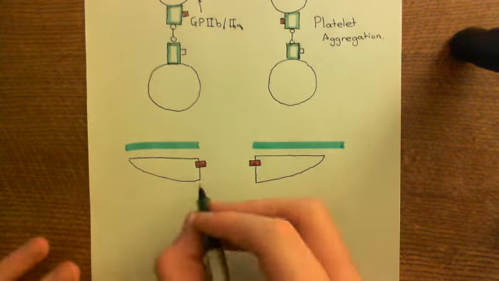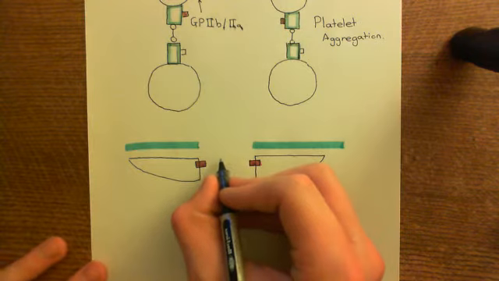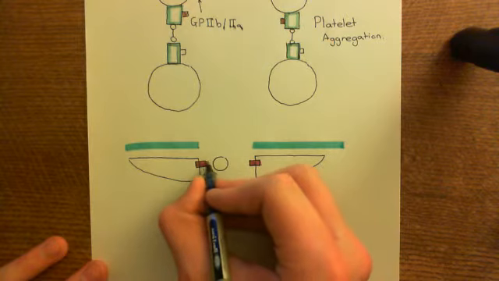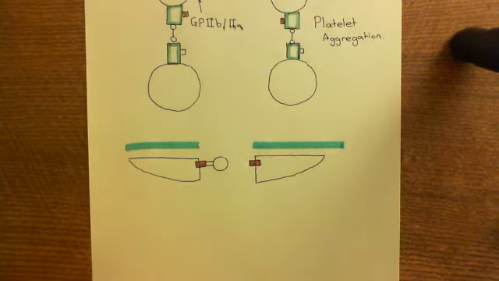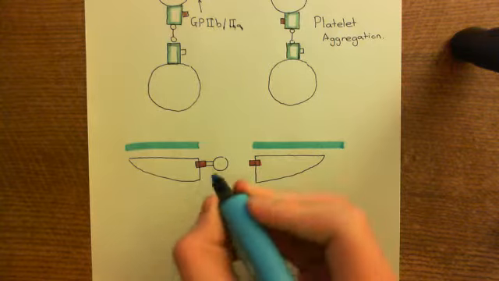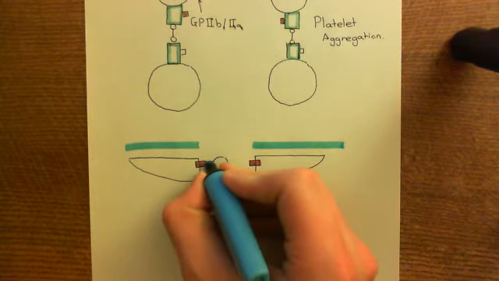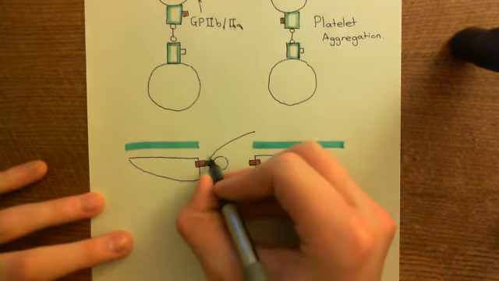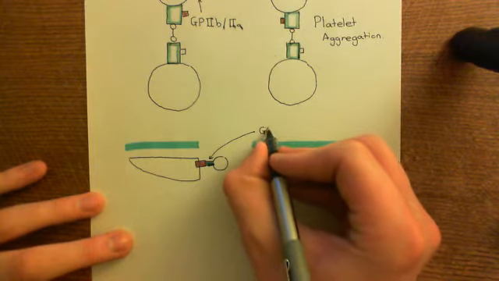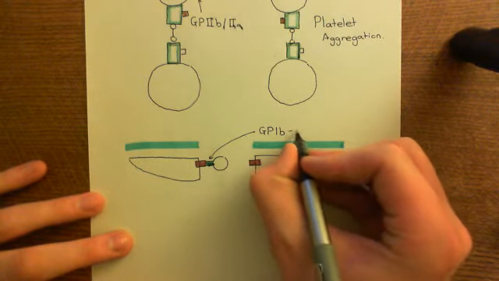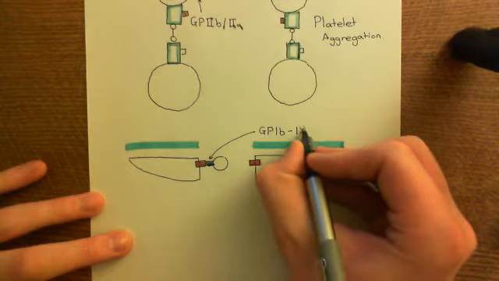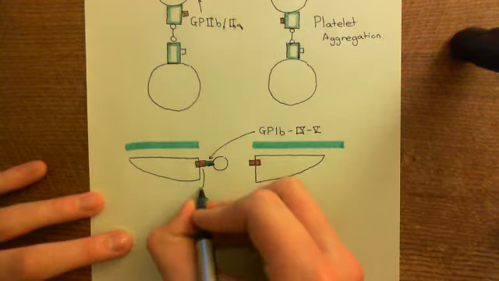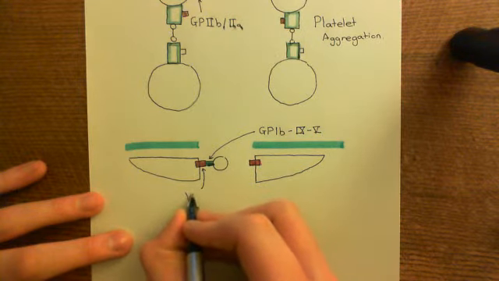So here's our von Willebrand factor, and I don't know why I've drawn two of them. I'm only planning to use one. Here comes our platelet, and then we've got our GP1B95 here in blue on our platelet. Let's label these all up. So this is GP1B95. And this here is von Willebrand factor.